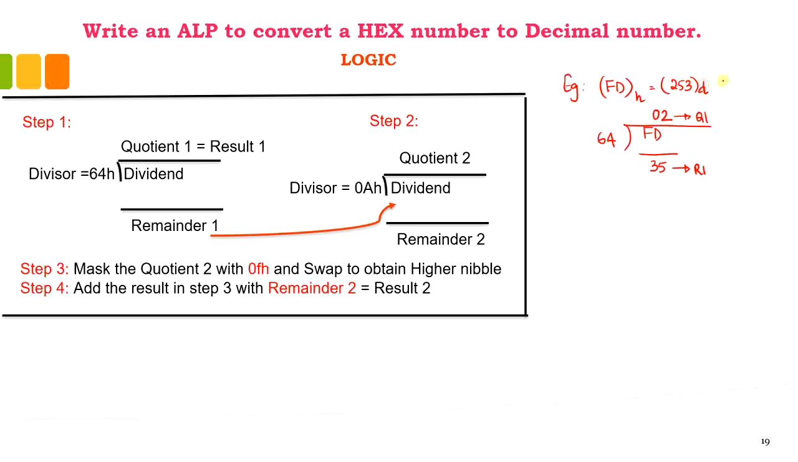Now the next step is, you need to consider the remainder 1 as the dividend, and divide the number by 10, and the equivalent of 10 in hexa is 0A. So now let me check how this is done using the online tool.